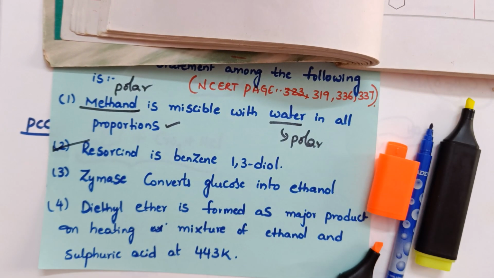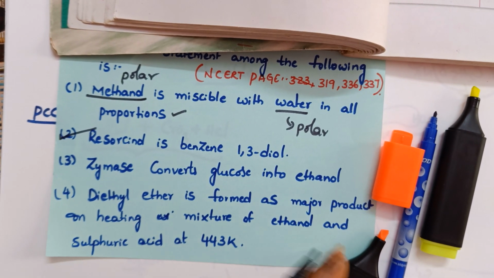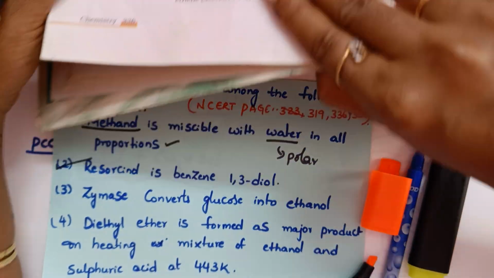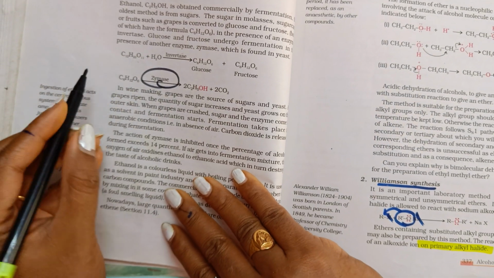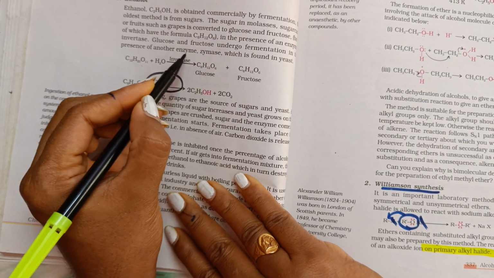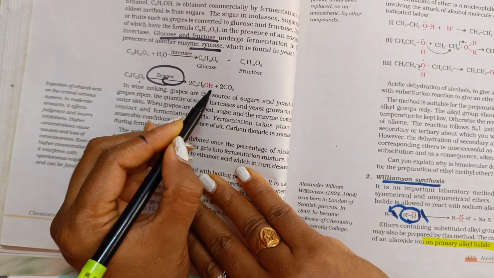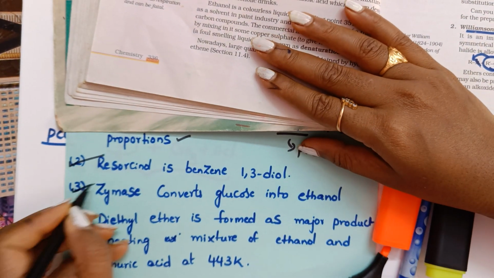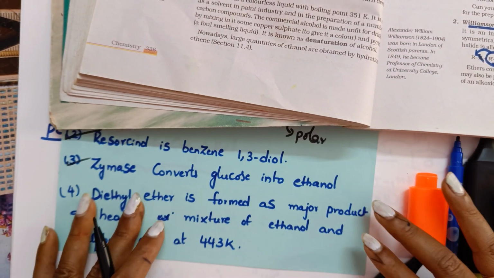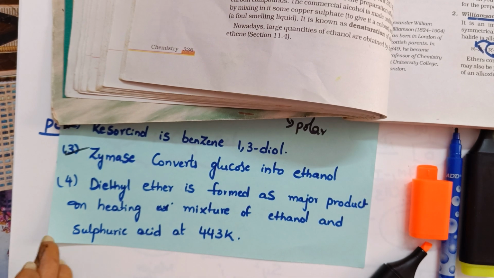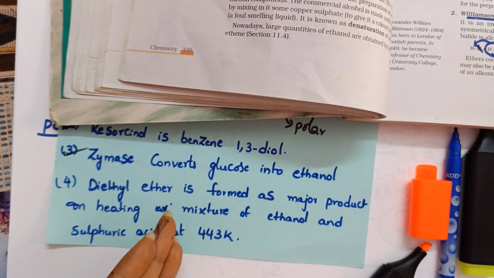See the next one. Zymase converts glucose into ethanol. Yes, correct. This is from page number 336. Zymase converts glucose or fructose. Zymase converts glucose and fructose into alcohol. So this is also a correct statement. Then they are asking incorrect statement. Diethyl ether is formed as a major product on heating a mixture of ethanol and sulfuric acid. This is from page number 337.